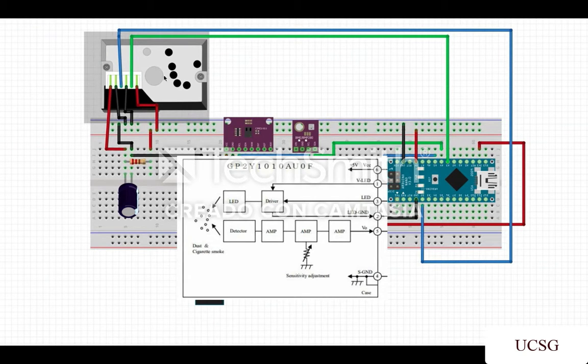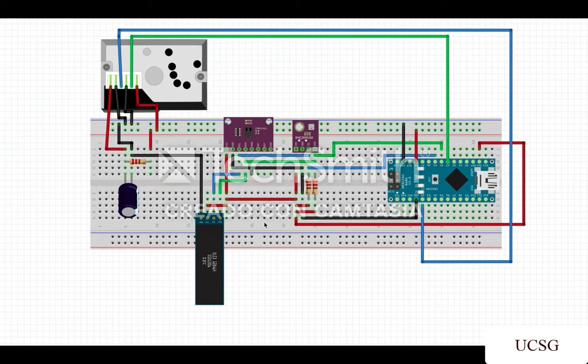The circuit is very simple as we are only connecting the GP2Y10 sensor and the OLED display module with the Arduino Nano. The sensor and the display are powered with 5 volts positive and ground. The VO pin is connected with the A5 pin of Arduino Nano.